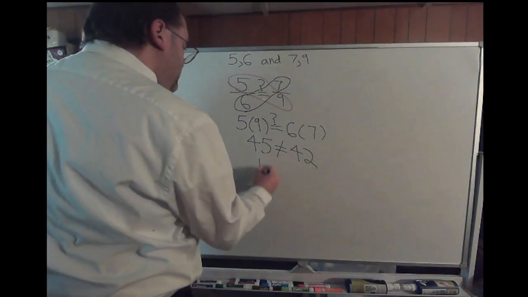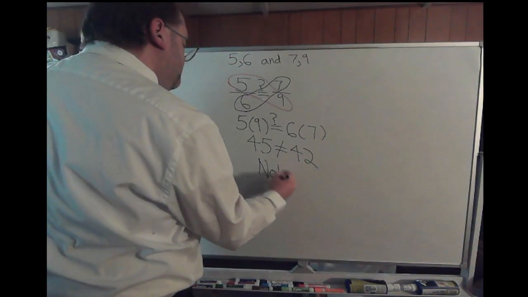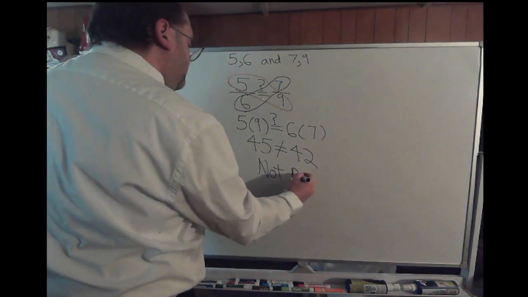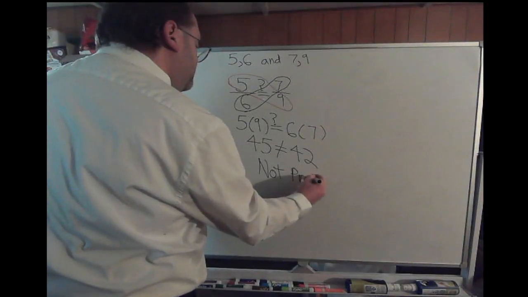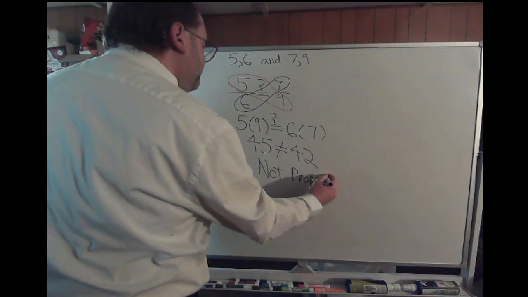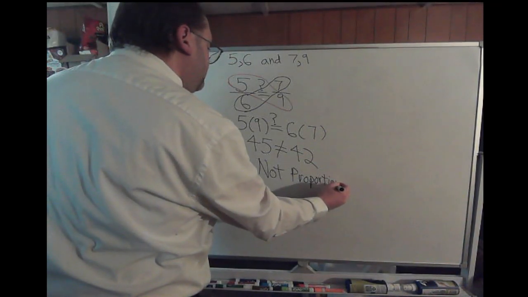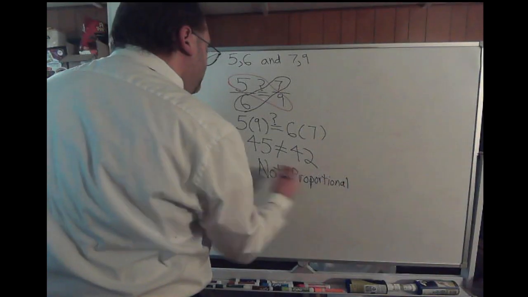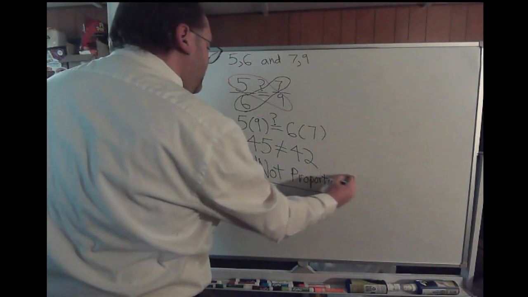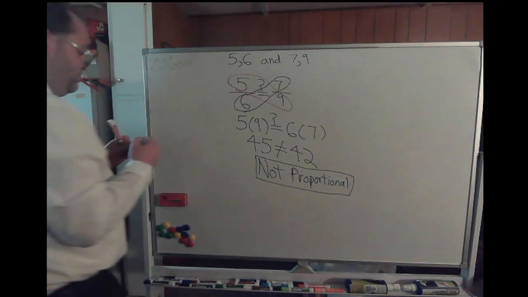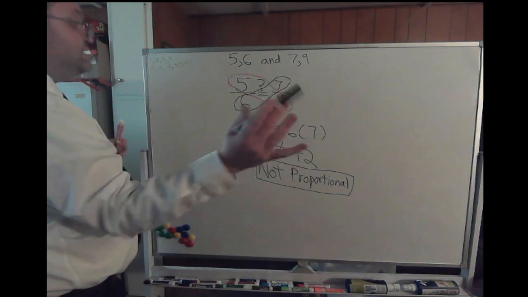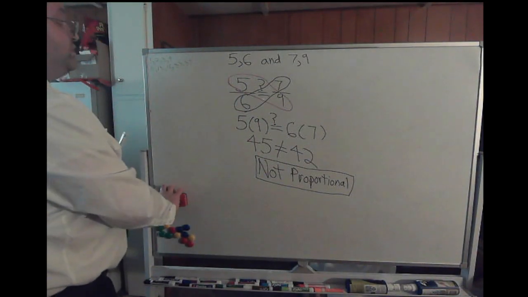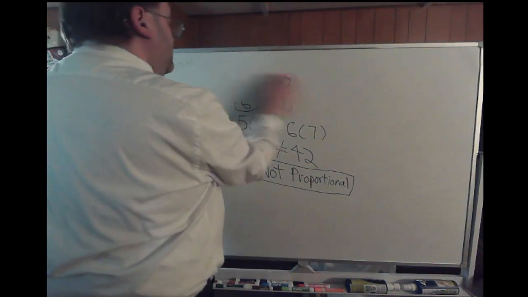So, not proportional. These sets of numbers are not proportional. In order for them to be proportional, both cross products would have to equal each other. But since they don't, they're not in proportion to each other. I have more examples here.